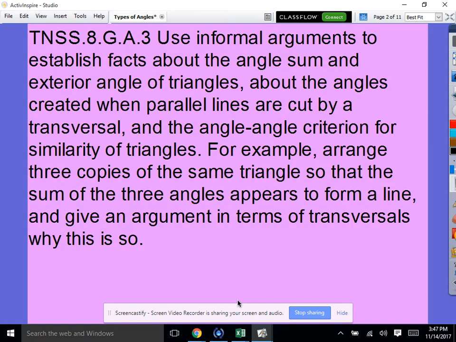Our Tennessee state standard is to use informal arguments to establish facts about the angle sum and exterior angle of triangles, about the angles created when parallel lines are cut by a transversal, and the angle-angle criterion for similarity of triangles. For example, arrange three copies of the same triangle so that the sum of the three angles appears to form a line, and give an argument in terms of transversals why this is so.